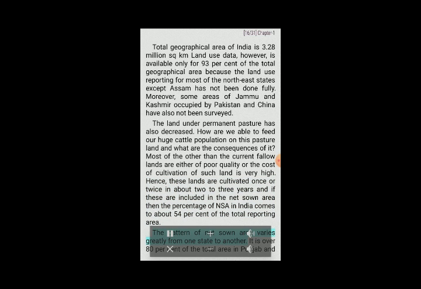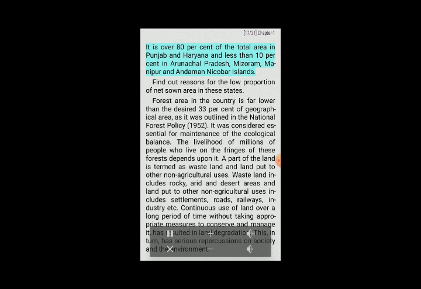The pattern of net sown area varies greatly from one state to another. It is over 80% of the total area in Punjab and Haryana and less than 10% in Arunachal Pradesh, Mizoram, Manipur and Andaman Nicobar Islands. Find out reasons for the low proportion of net sown area in these states.